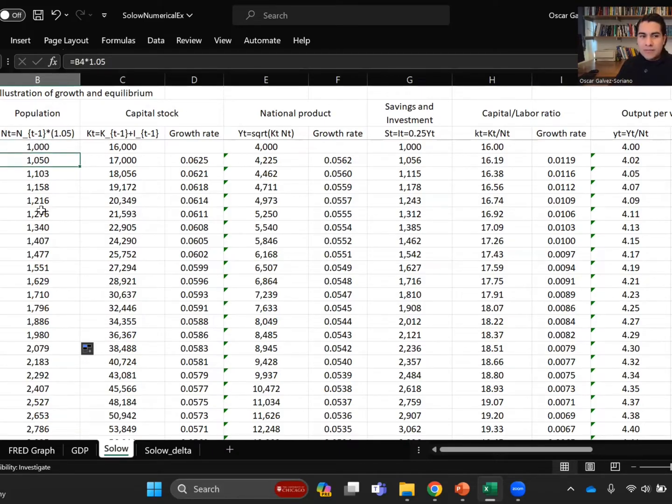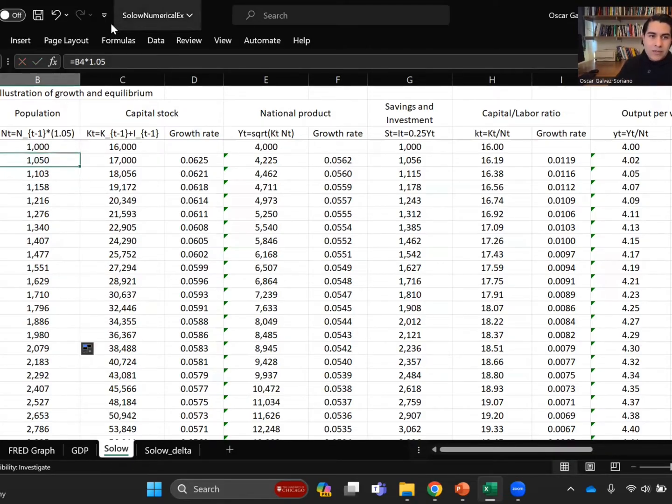In year number one, population will be the previous population times one plus this rate n, which gives you the population growth rate. So in this case it is 1,000 times 1.05. And you will use the same formula for each new year, right? So you take the previous population and you multiply it by one plus the population growth rate.